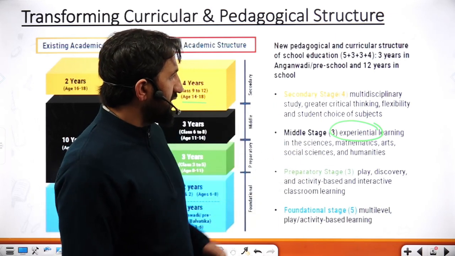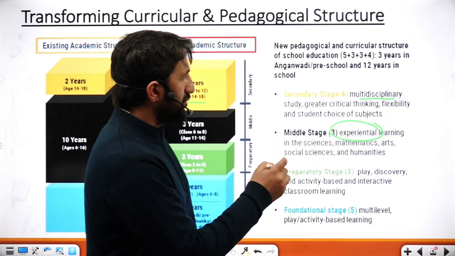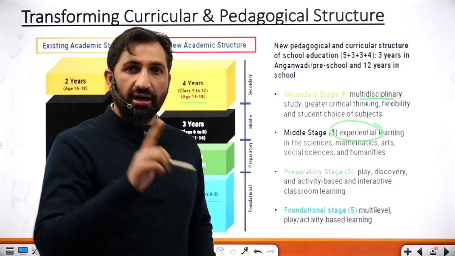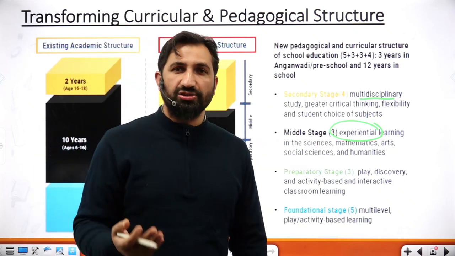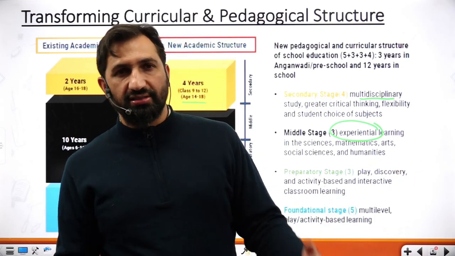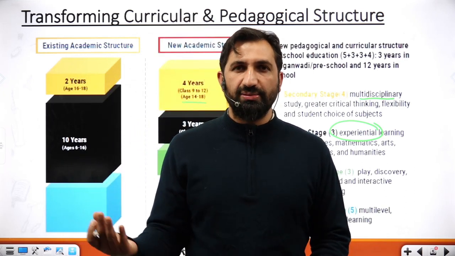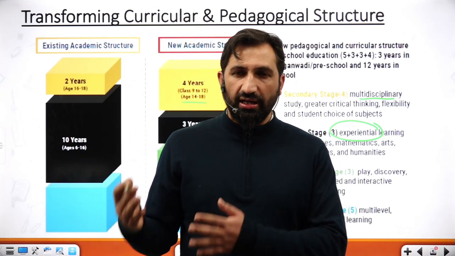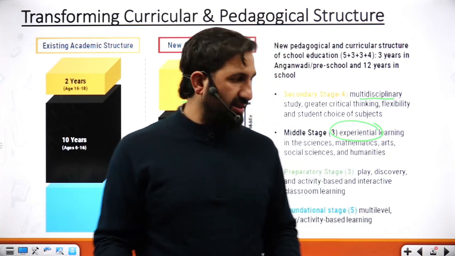At the secondary level, there will be a focus on multidisciplinary study, with greater focus on critical thinking, which is a principle of the policy. There will be flexibility for students to choose subjects. Students can move from science to humanities. They can move to arts. They can choose commerce. They can choose management subjects. So there's greater flexibility. A student can study physics with music. So there's flexibility in this policy.